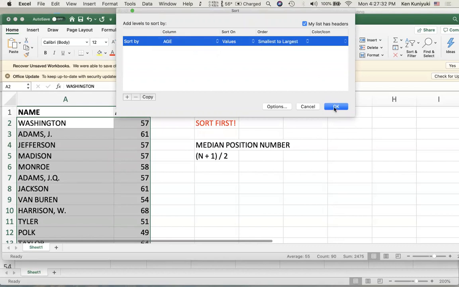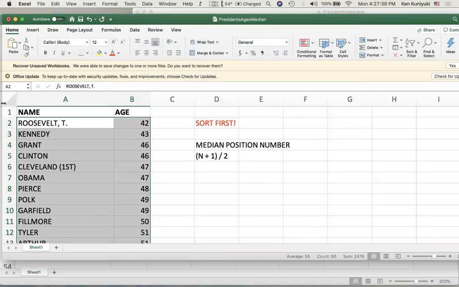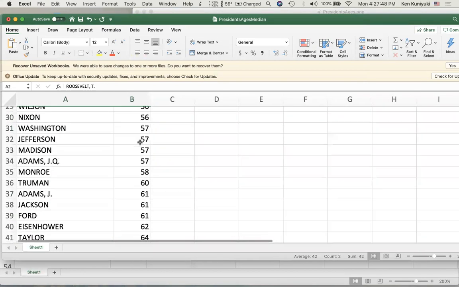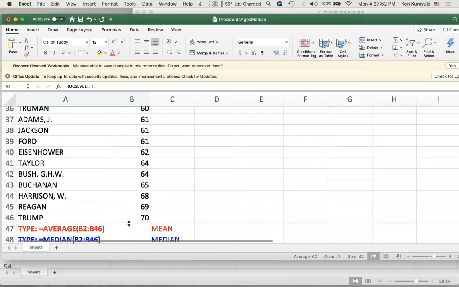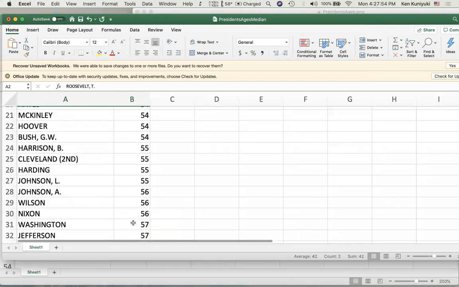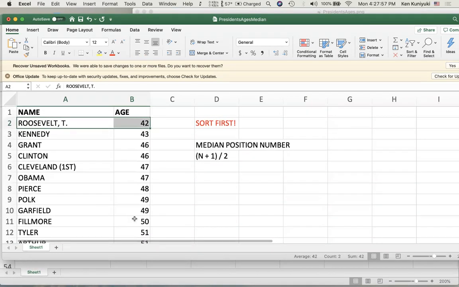We're going to go in increasing, or technically non-decreasing order. And there we go. By shading in both columns of data, I am carrying the name along with the age. So we go from the youngest president, Teddy Roosevelt, at 42, over to the oldest, Trump, at 70. Joe Biden is trying to beat Trump over here at the higher end. So we have to sort the data first.